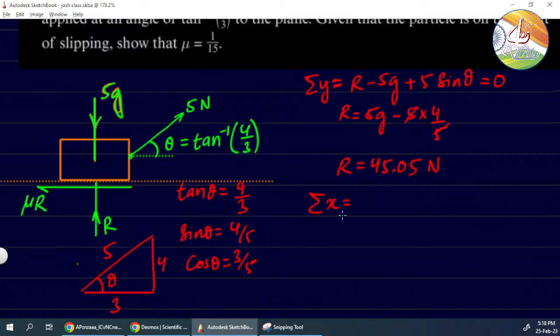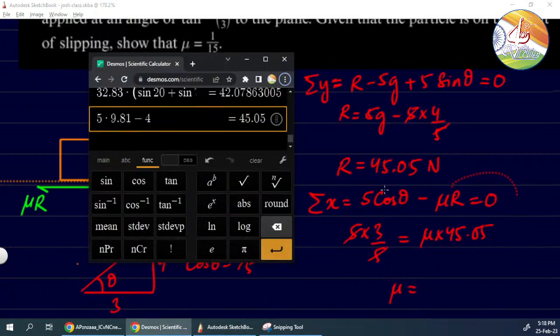Then x, or horizontal components. So we get 5 cos theta on the right side minus mu R on the left side. This total should be 0. Correct? Yes. So we are interested in finding mu. Substitute all the values which we know. If we send it to the other side, it becomes positive. So 5 times cos theta, cos theta is 3 by 5, equals mu into R. R is 45.05. So therefore mu equals 3 divided by 45.05.